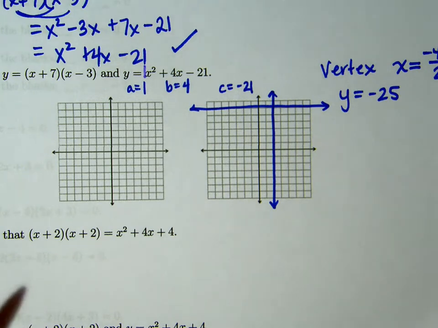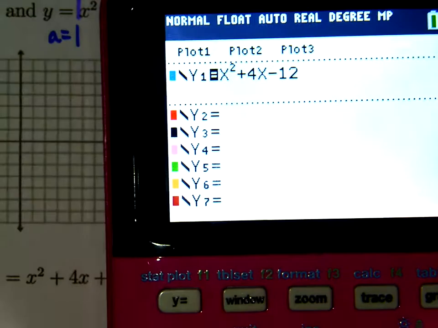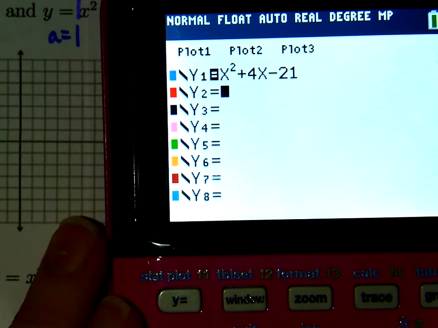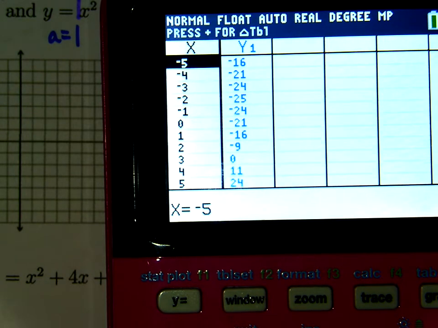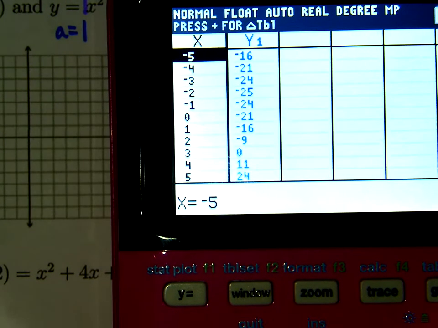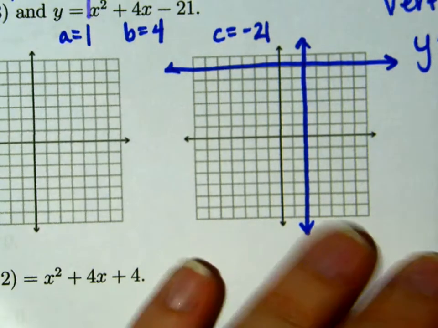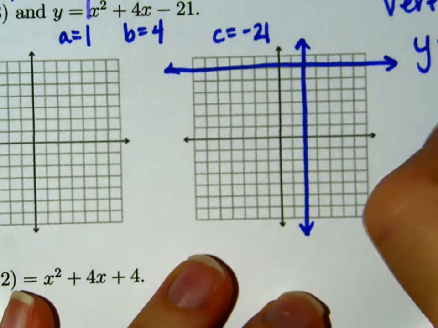Oops. I see. I computed by hand correctly, but when I put it into the calculator, I put 12 instead of 21. Okay, table. Good thing I did a calculation by hand. Okay, so let's go ahead and make our table for this.